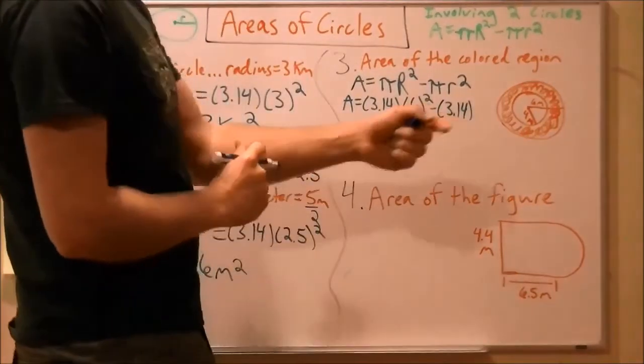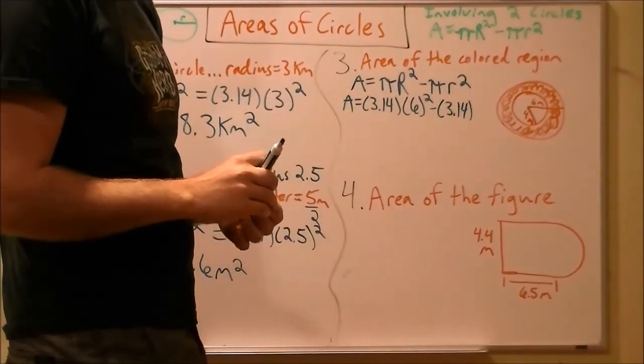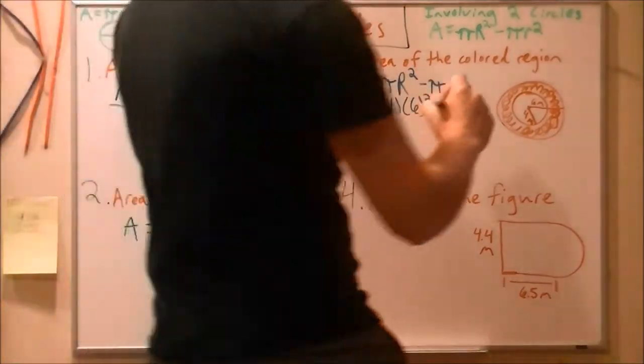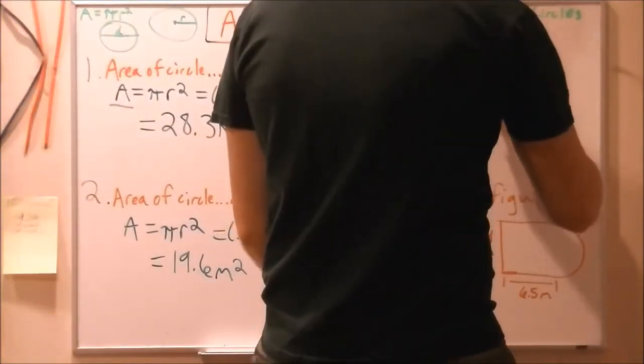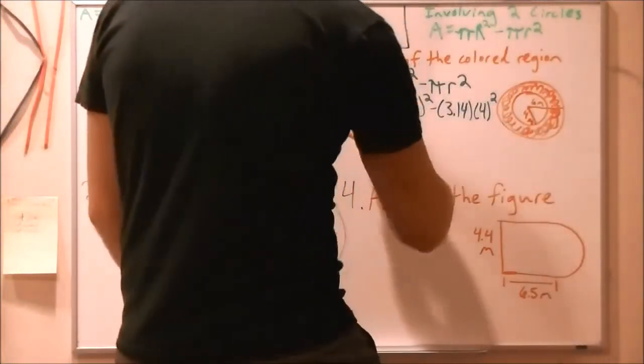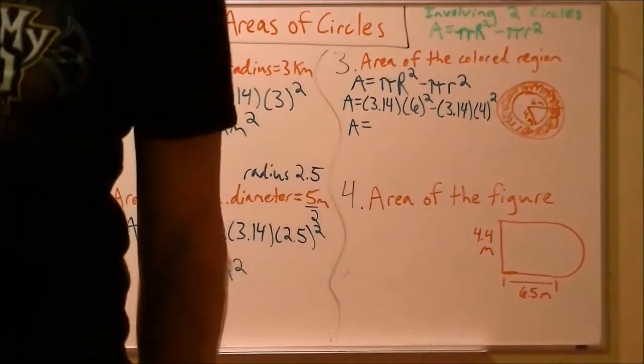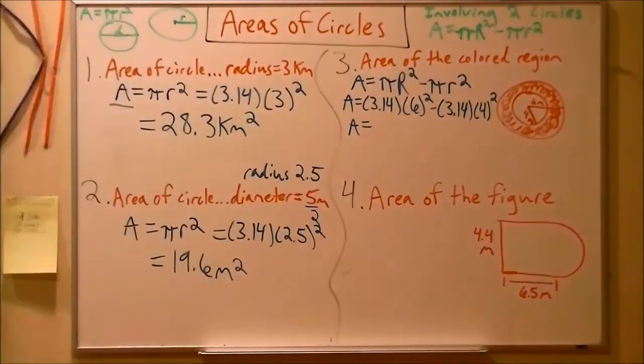And what's the radius now? Times the radius of the smaller of the 2 radiuses. It would be 4 in parentheses. But don't forget, we're squaring that 4. Now what we're going to do is order of operations. All right, order of operations.